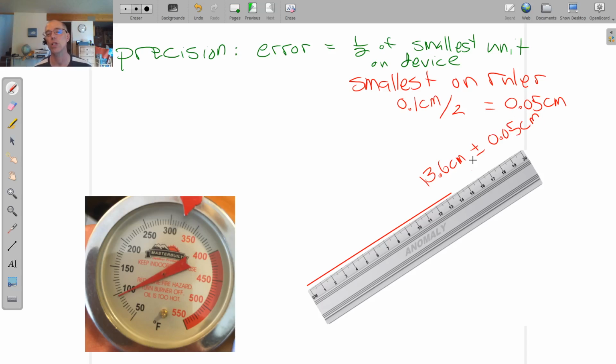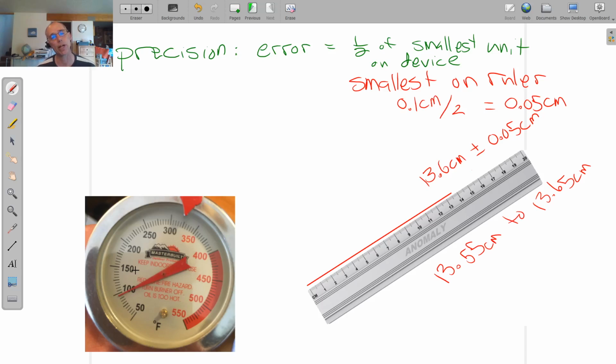So there's a little margin of error with that. That means it's somewhere in between 13.55 centimeters to 13.65 centimeters. Yeah, it's somewhere in that range. I'm just going to call it 13.6.